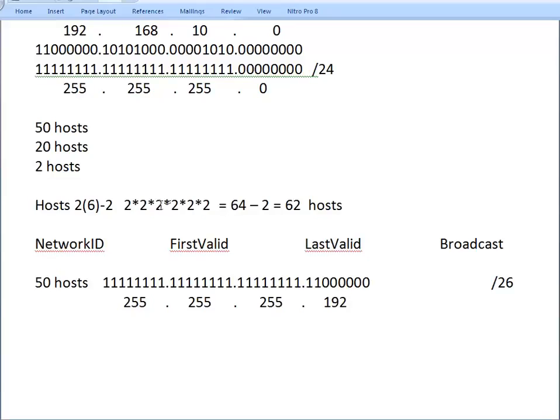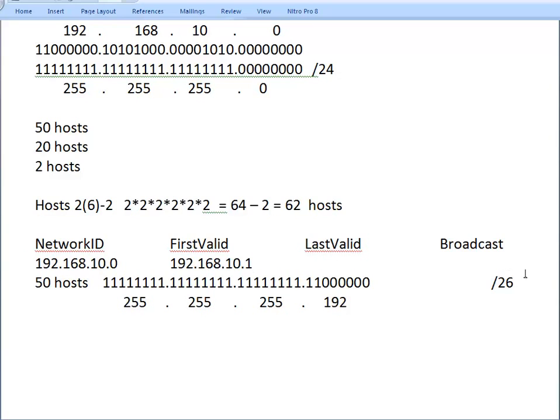So we are only thinking about hosts, because we need 50 hosts for the first network. We reserved 6 zeros, and the formula gives us 62 hosts. So the first network ID is going to be 192.168.10.0. That's what you were given. So the first valid is 192.168.10.1, because it's the network ID plus 1.